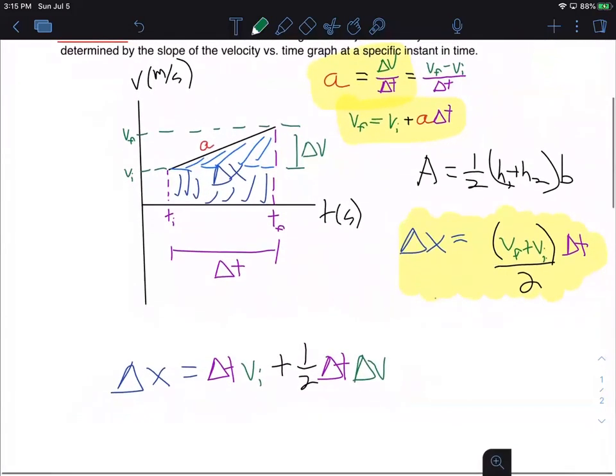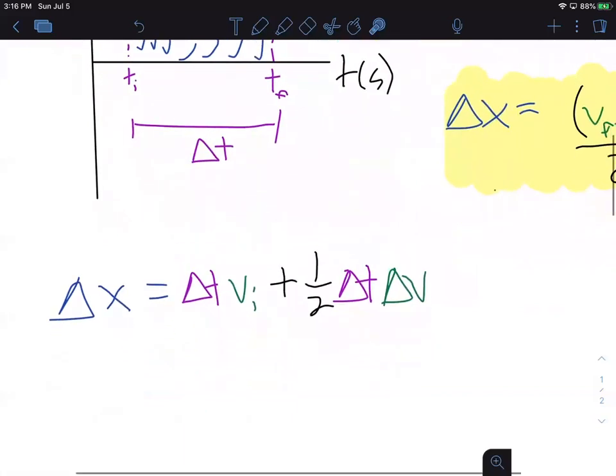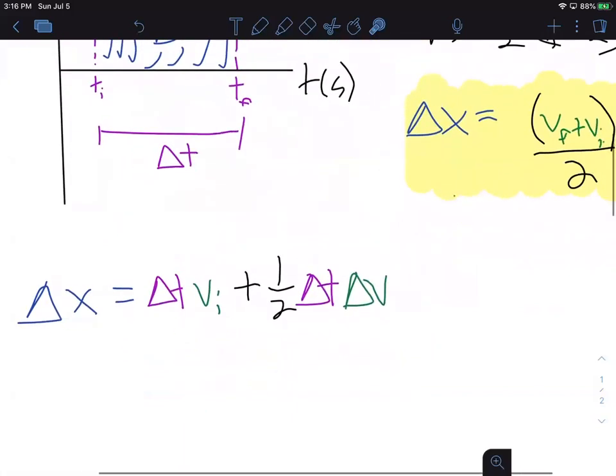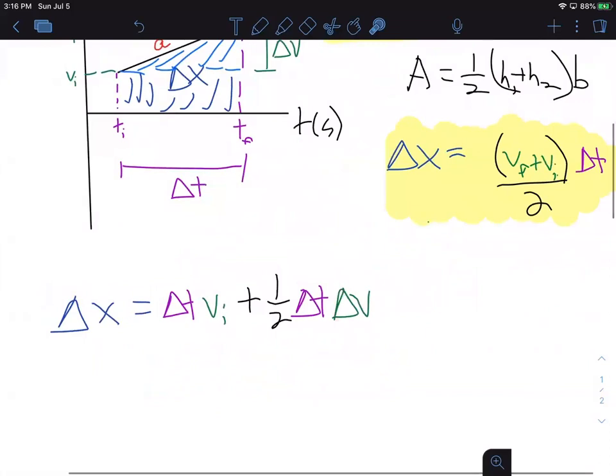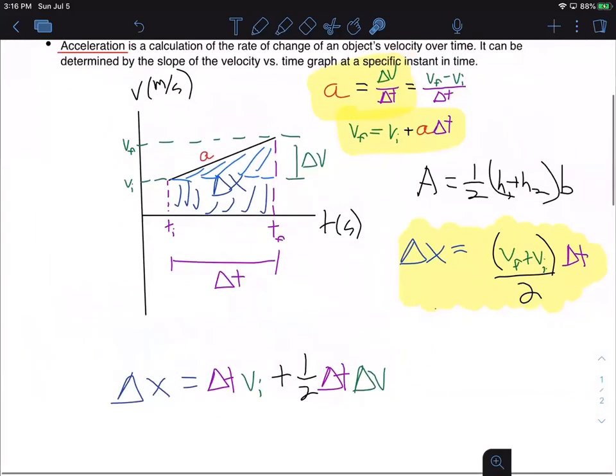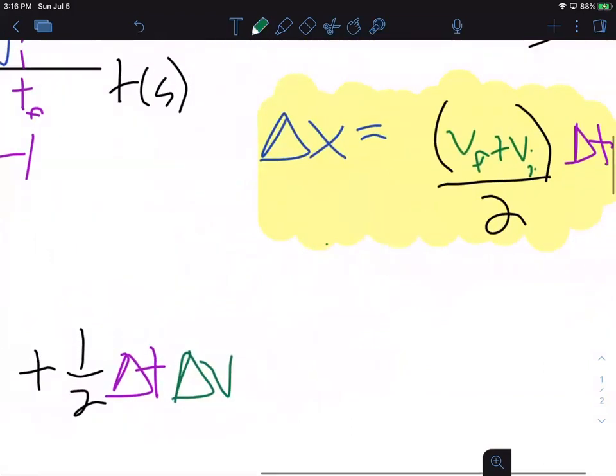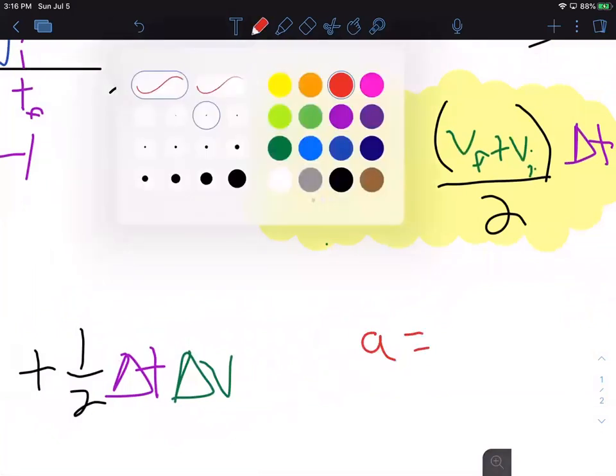Now we just said we were trying to get an equation that didn't have vf. We wanted one without vf. We wanted it to maybe have a in case that's what we're given in a situation. So how can we get a in here? Well, we can go back to our first relationship. a is delta v over delta t. And I can rewrite that. So we have a is delta v over delta t.